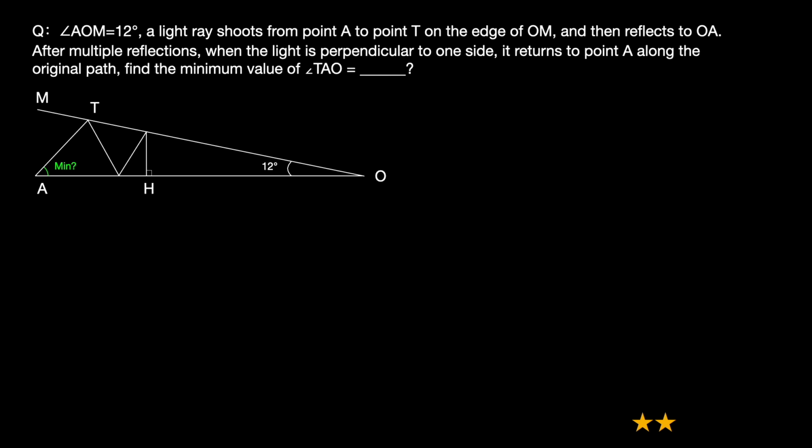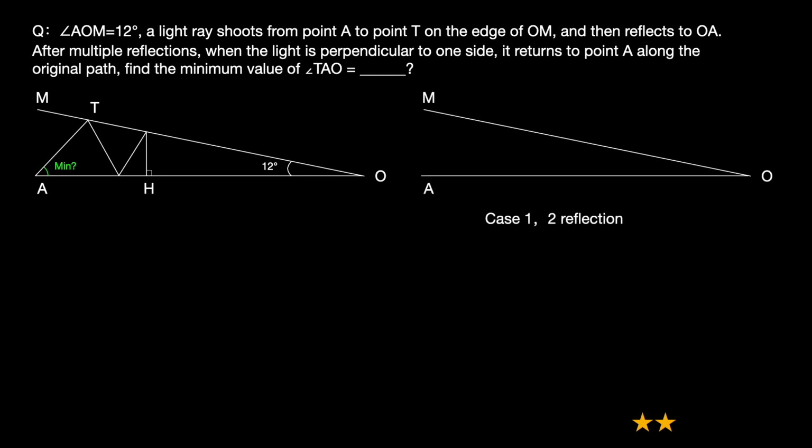You must learn a way of thinking to solve such uncertain mathematical problems, which is to start exploring from the simplest situation. Let's look at case 1. The light starts from point A, is reflected by OM, reaches OA, and is exactly perpendicular to OA. The light will return to point A along its original path. This is the simplest situation.